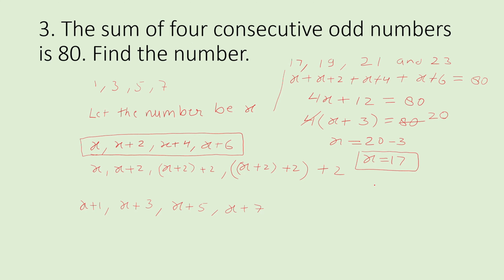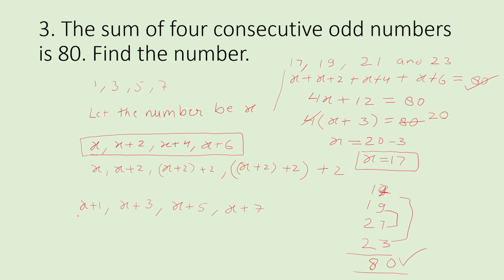Let's check it. 17, 19, 21, and 23. 9 plus 1 is 10, 7 plus 3 is 10. 20, carry 2, 2 and 2 is 4, 5, 6, 7, 8. Right? The sum is 80.